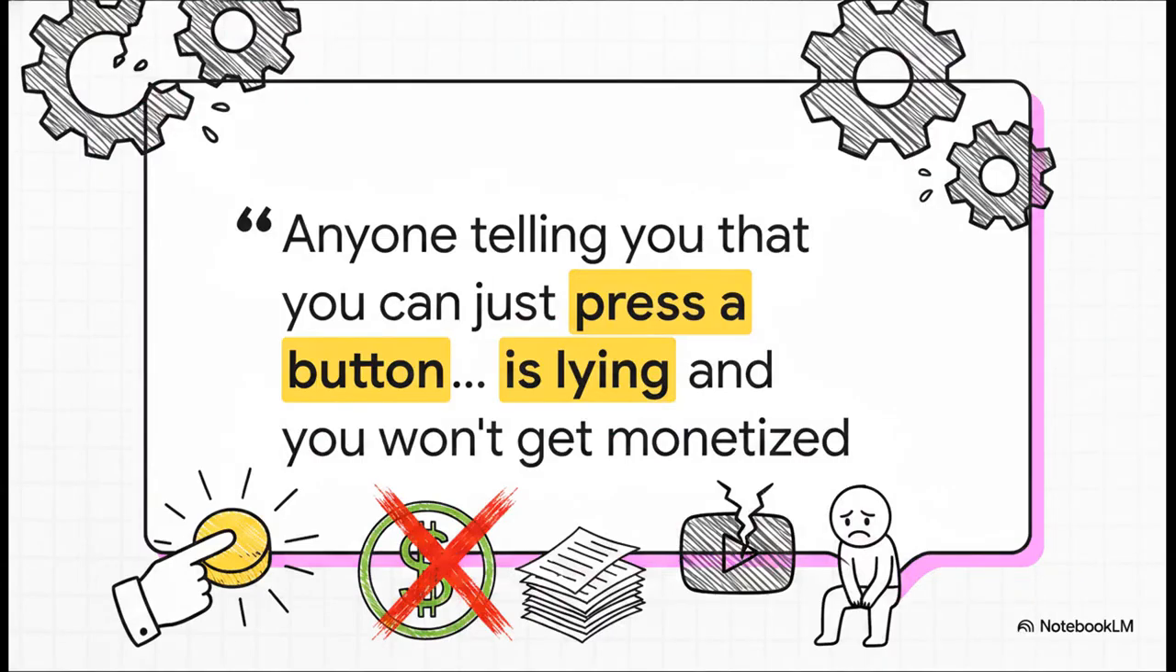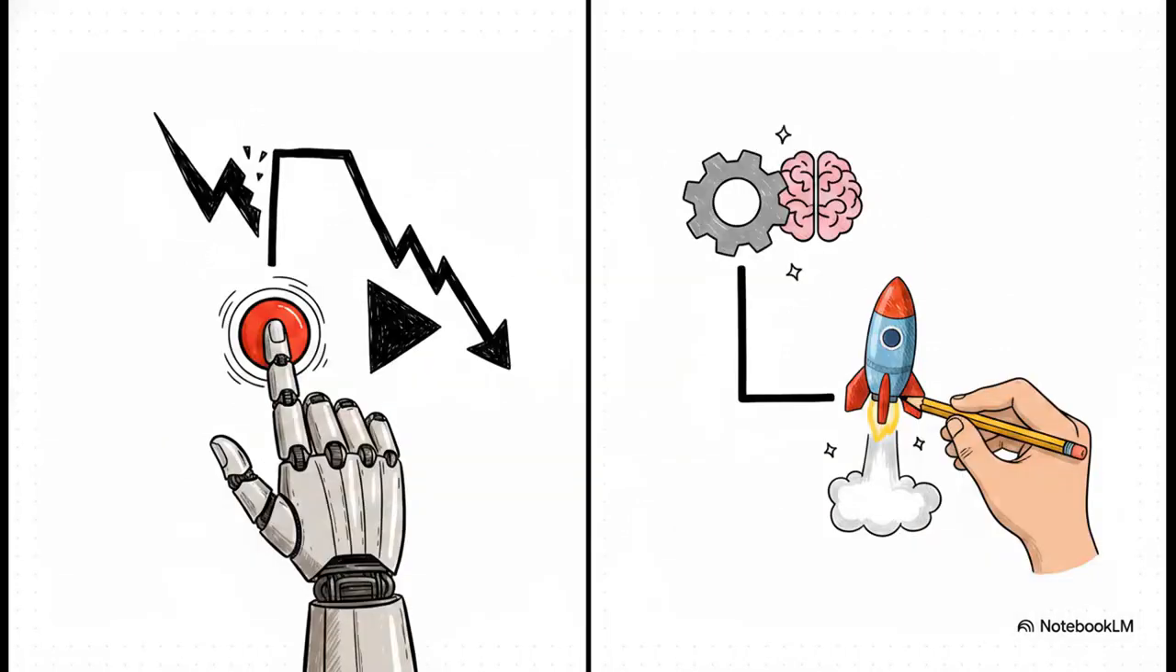Here is the harsh truth right out of the gate. Our source makes it crystal clear. Anyone telling you that you can just simply press a button, yeah, they're lying. And you absolutely won't be able to get monetized. Real talk. The whole dream of a one-click money printer, it's a complete myth. Relying entirely on those fully automated push-button AI generators just pumps out low-quality garbage that YouTube is simply not going to reward.